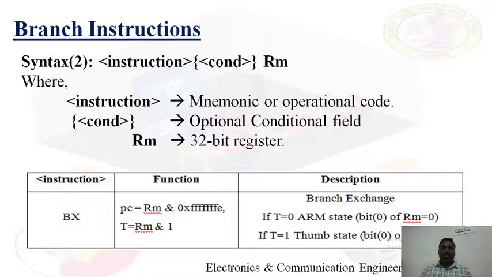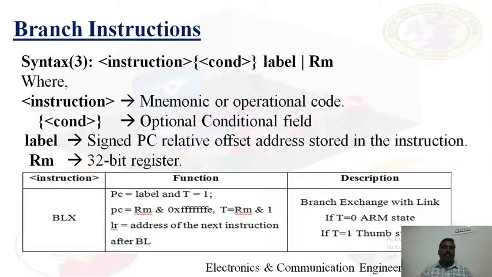If you are branching from ARM instructions to Thumb state, the T must be set to 1. Otherwise T must be made 0, in order to jump from Thumb state to ARM state.